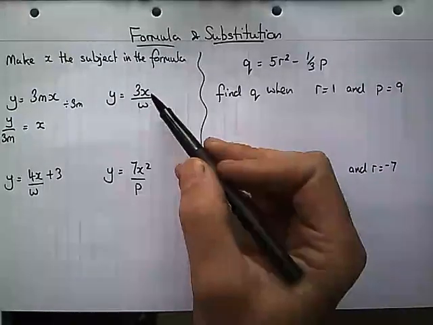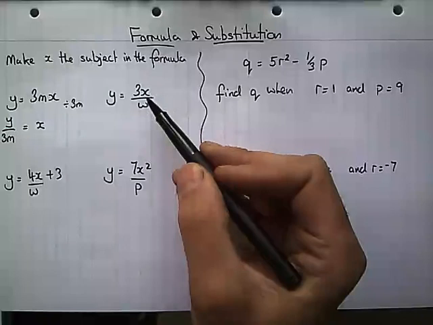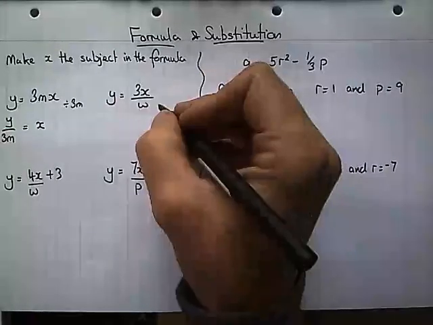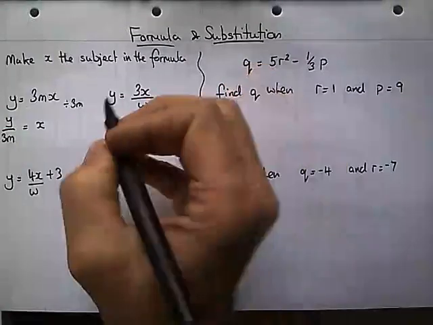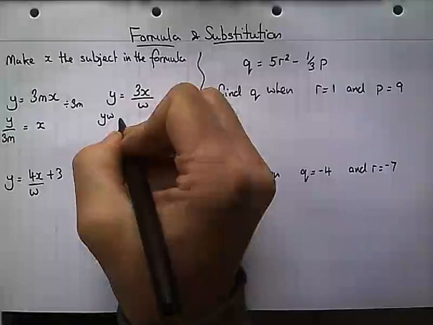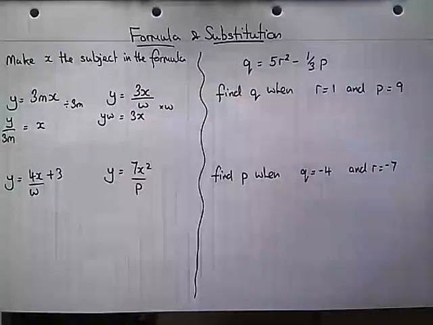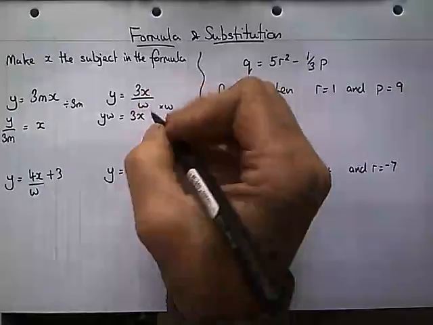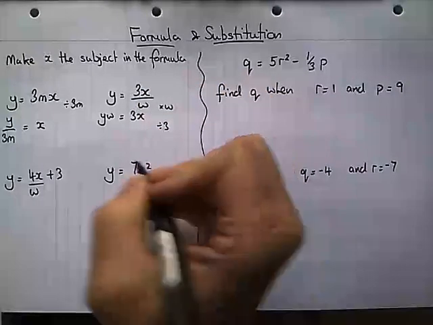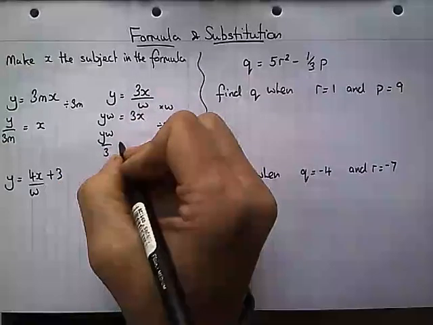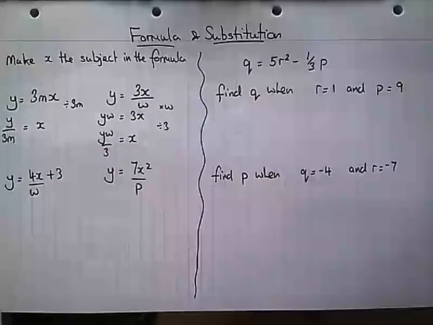Okay, let's look at the second example. I've got on the right hand side 3 times x divided by w. So I need to undo the divide by w by timesing by w, and I do that on both sides. So I get yw equals 3x, and then I need to undo the times by 3 by dividing by 3. I do that to both sides. Yw divided by 3 equals x, and there I've made x the subject.